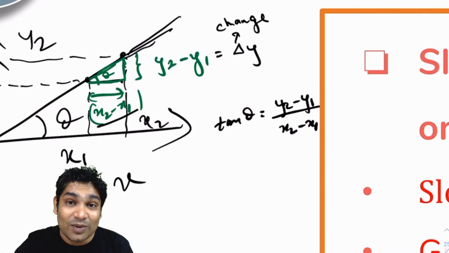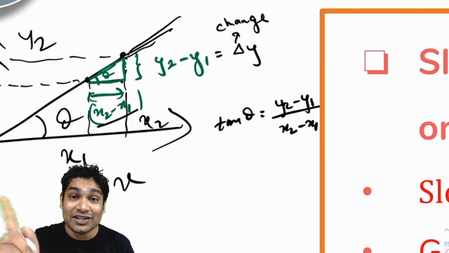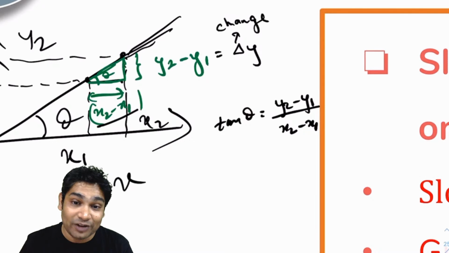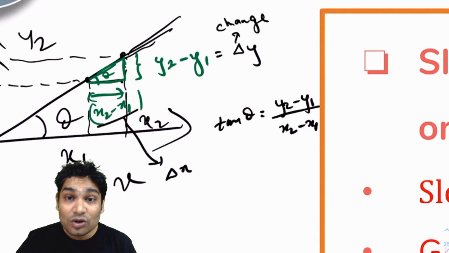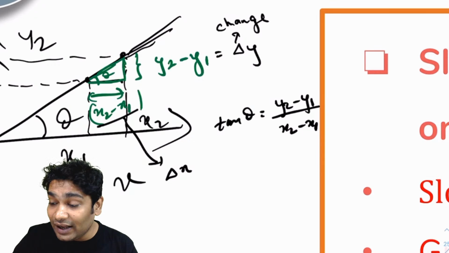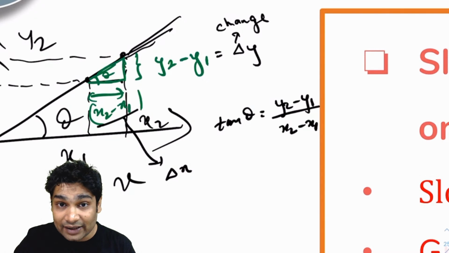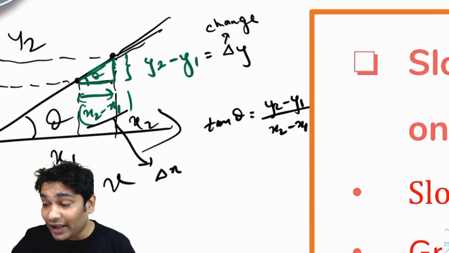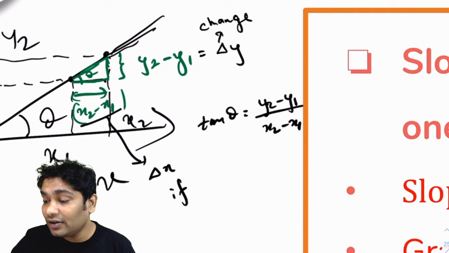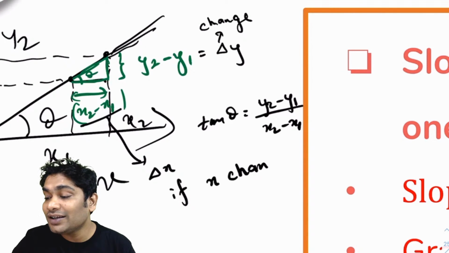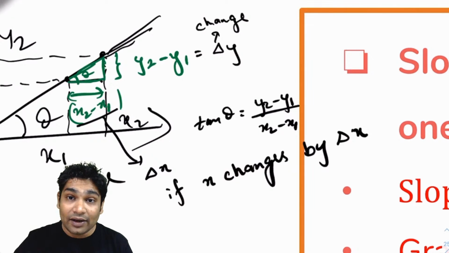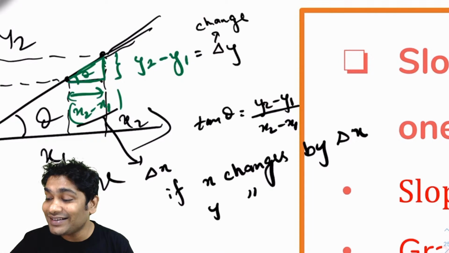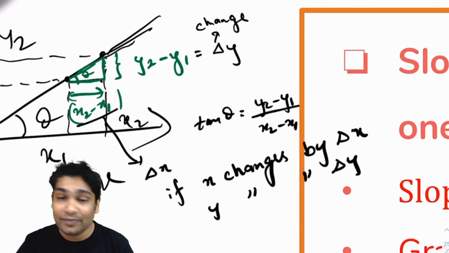Similarly, what is x2 minus x1? x2 minus x1 is the change in value of x when I move from one point of the graph to another. So this is denoted as delta x. So what I can see is that when the value of x changes by delta x, what I can notice is y changes by delta y.